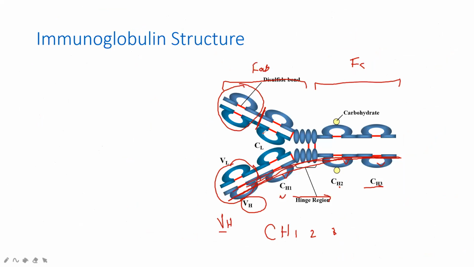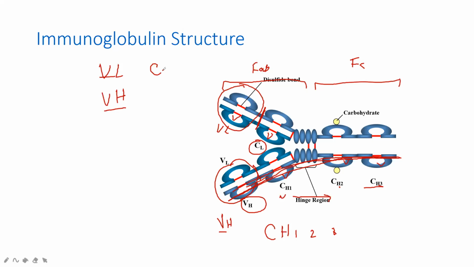Okay, this is the light chain. The light chain has two parts, one this one, another this one. The light chain has one constant part, CL, and one variable part, VL. VL is variable light, VH is variable heavy. Understand? VL variable light chain, VH variable heavy chain. Clear?